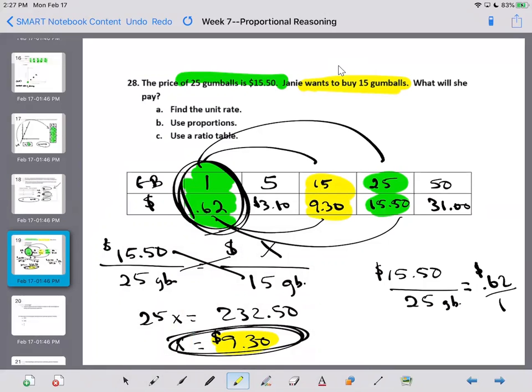So that brings to a conclusion proportional reasoning. And then the next video will be all things percents and different taxes and discounts and different percent problems.